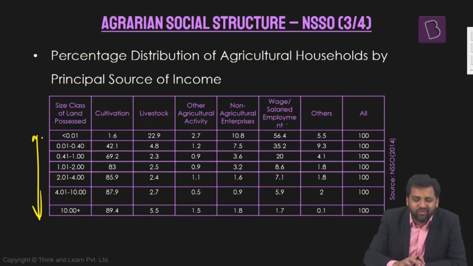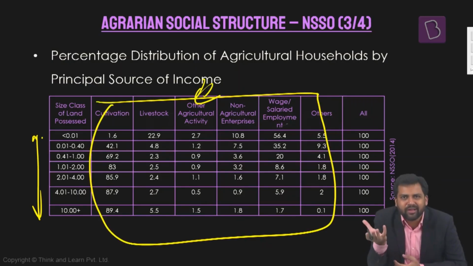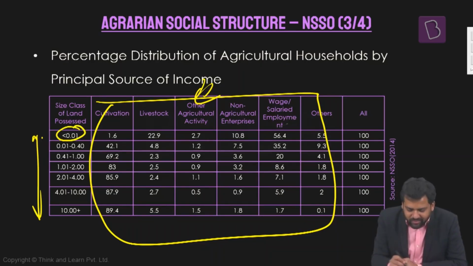Now, this particular illustration is also interesting. Here, what is the amount of land people own and what do they do? People in the agrarian economy, you would expect them to cultivate the land. But interestingly, those owning very little land mostly don't cultivate. Of those owning less than 0.01 hectare, just 1.6% are actually cultivating the land. They are engaged in many other things. Some work as laborers and get wages. So most of them are doing something else.